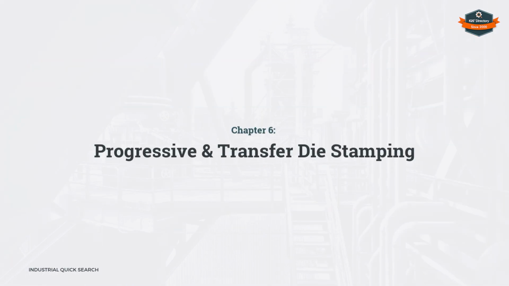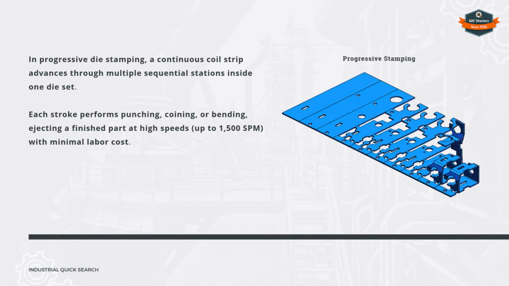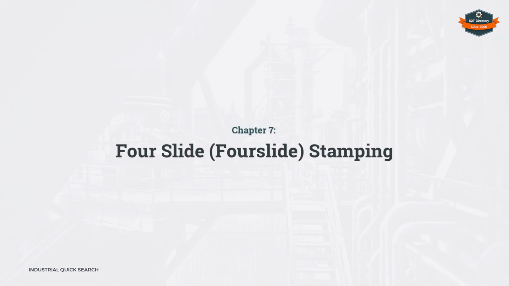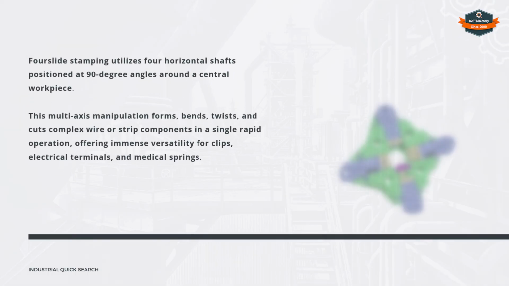Chapter 6. Progressive and transfer die stamping. Chapter 7. Fourslide stamping.